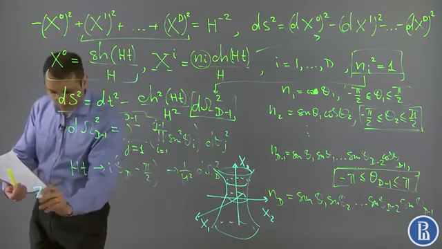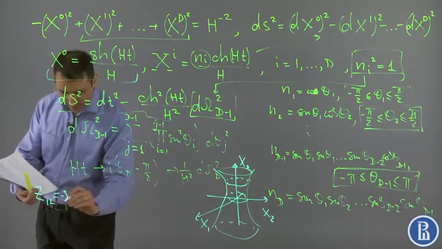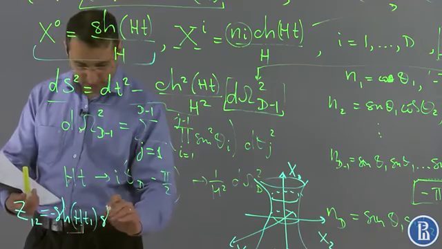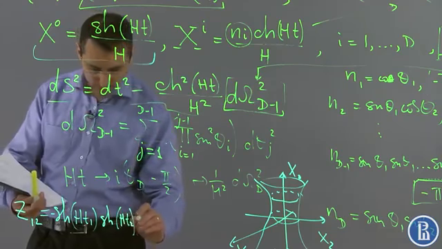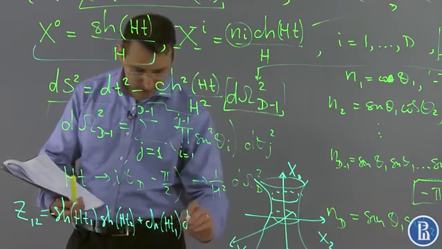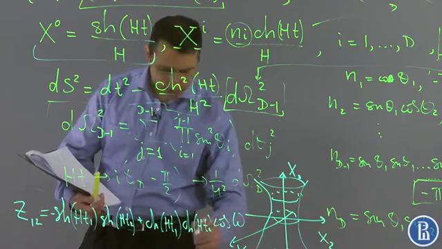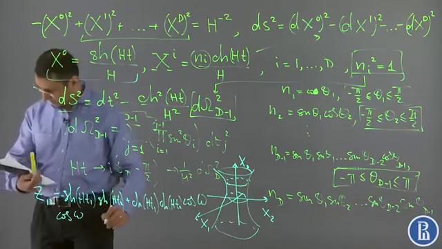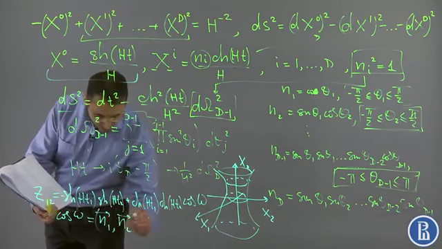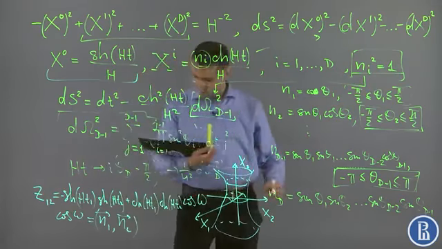And actually using this, one can see that the hyperbolic distance is expressed as follows. It's just minus hyperbolic sine of h t1 times hyperbolic sine of h t2 plus hyperbolic cosine of h t1 times hyperbolic cosine of h t2 times cosine of omega, where cosine of omega is nothing but the scalar product of n1 and n2, where n1 and n2 are these vectors defining the first and second point.